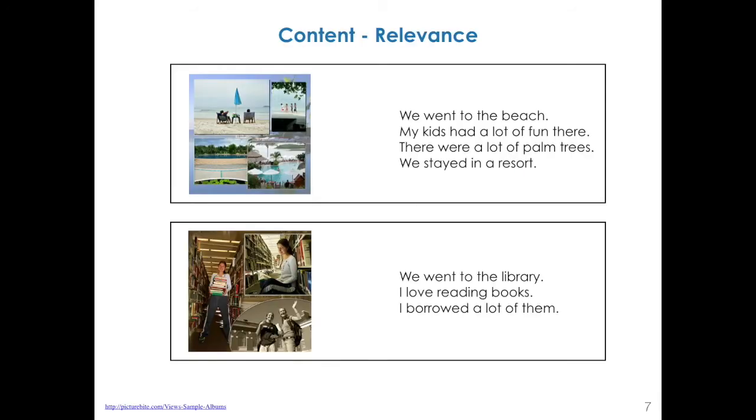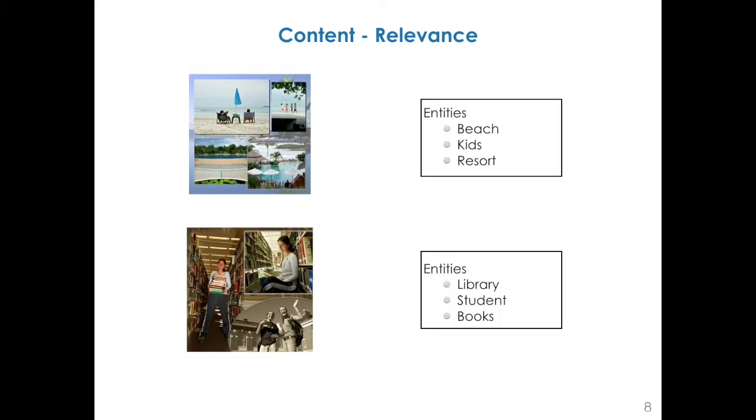While there are other properties such as surface forms and structure, I am going to present about the content property in this talk. For instance, the description of the first set of images mainly talks about beach, kids, palm trees and resort, etc. But it would not make sense if I talked about library or church. Similarly, the second set of images talk about library, books, etc. This contributes to the relevance property of the text. So for content relevance, we'll be looking into entities and their references in visual stories.